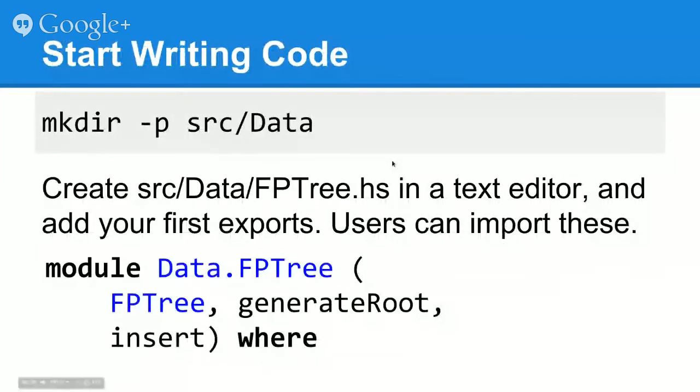Next up, we will write some code. We make your data folder first. And the reason for this is that source is where your source is located, but data is the name of the parent module that you're going to place this in. Okay. So once you start with this, you'll be able to add your module, Data.FPTree. This is supposed to be the first line of your file named FPTree.hs. And this will also be what other people can reach in your library. Okay?